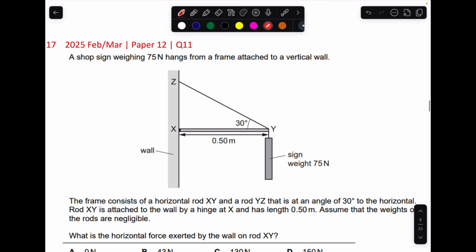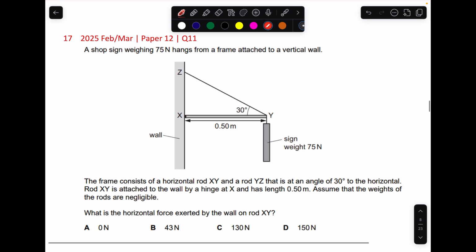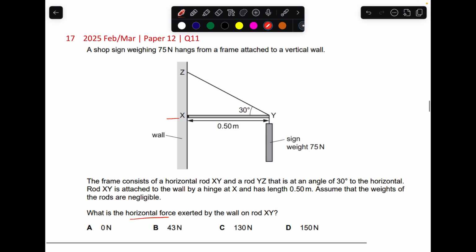In question 17, a shop sign weighing 75 Newton hangs from a frame attached to the vertical wall. The frame consists of a horizontal rod XY and YZ that is at an angle of 30 to the horizontal. Rod XY is attached to the wall by a hinge at the point X and has a length of 0.5. This all data is also shown on the diagram. What is the horizontal force exerted by the wall on the rod? So you have to tell this force that is exerted by the wall on the rod.